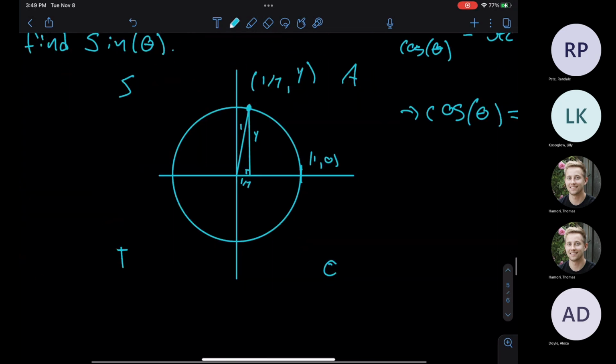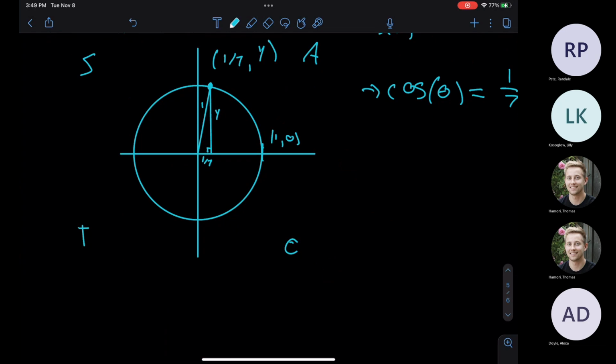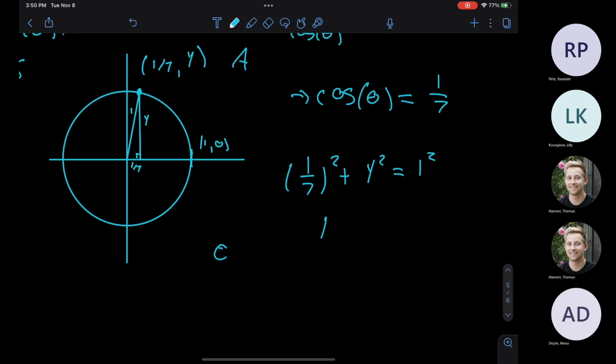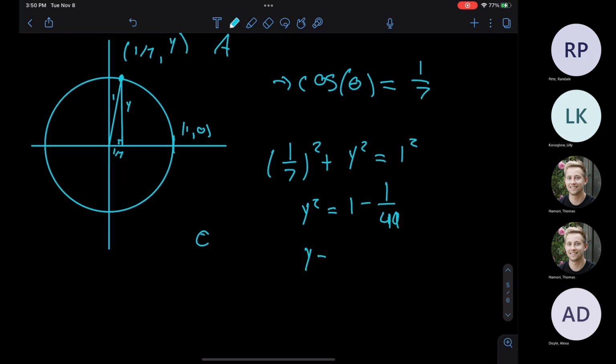So how am I going to figure out what y is? We can use that equation, x squared plus y squared equals 1. Good. Pythagorean theorem says the length of the short side squared plus the length of the other side squared is equal to the square of the length of the long side. So that looks like (1/7) squared plus y squared is equal to 1 squared. So then y squared will be equal to 1 minus 1/49, which means y is equal to the square root of 48 over the square root of 49, which would be 7.